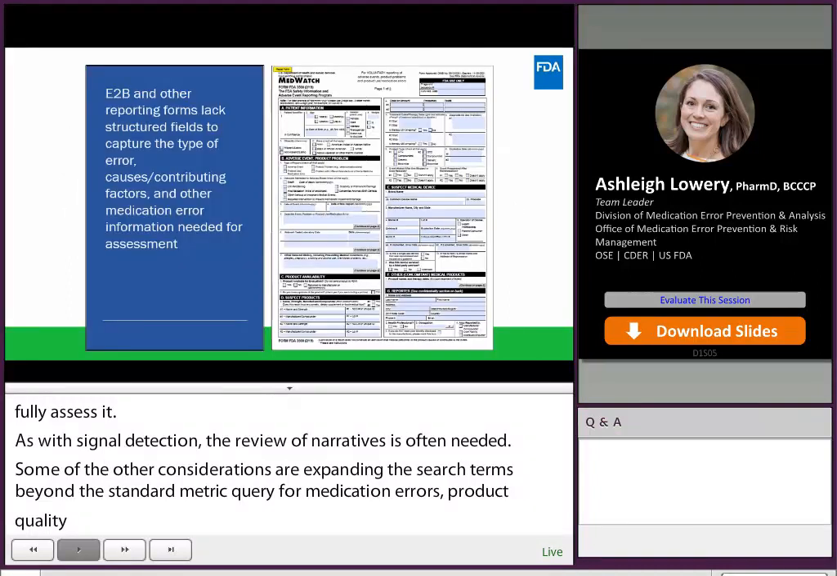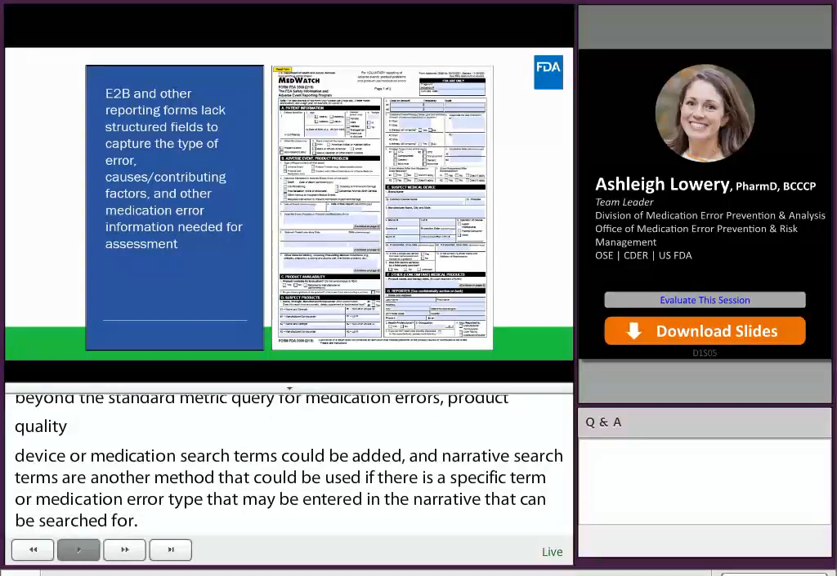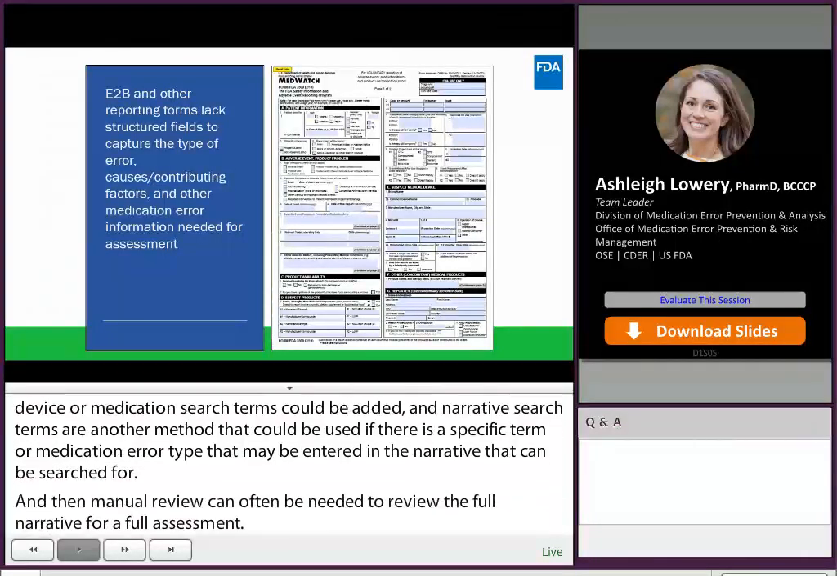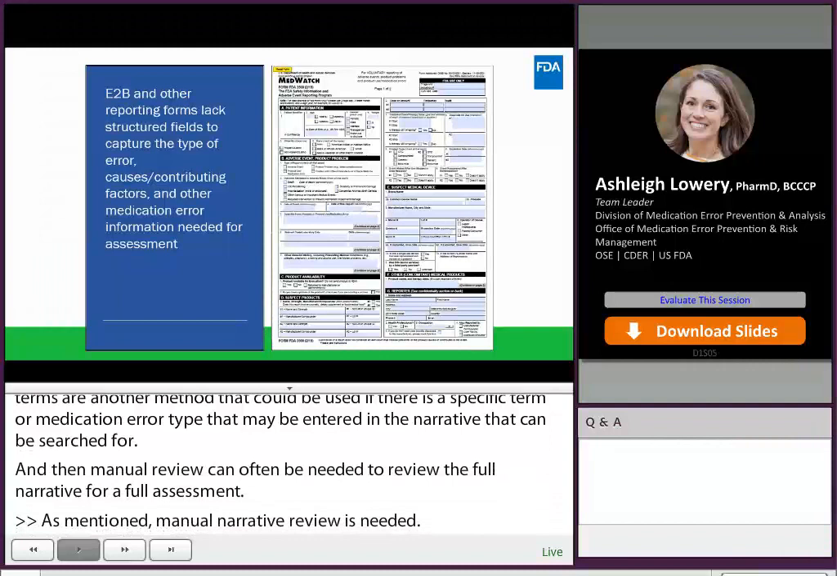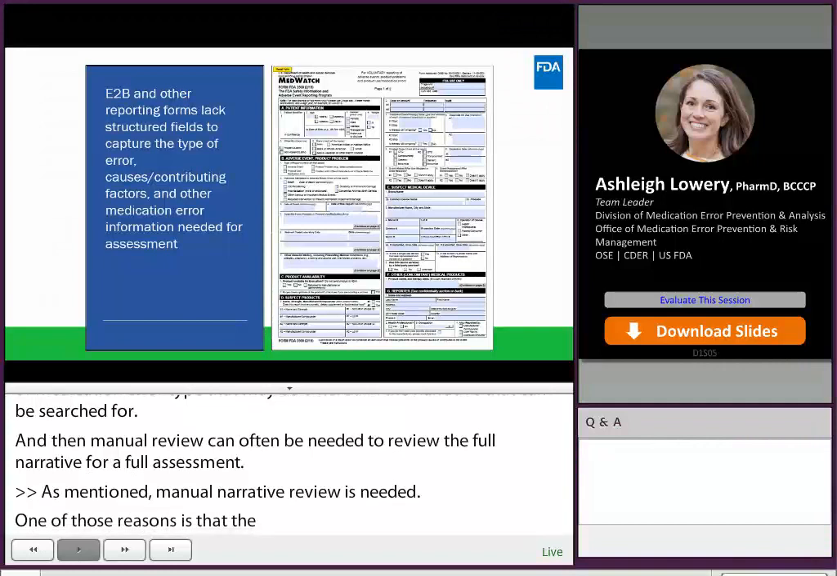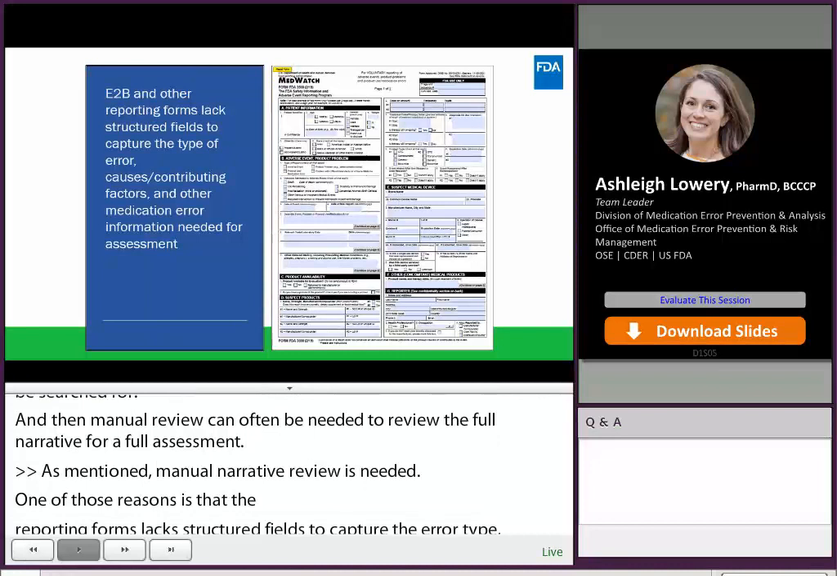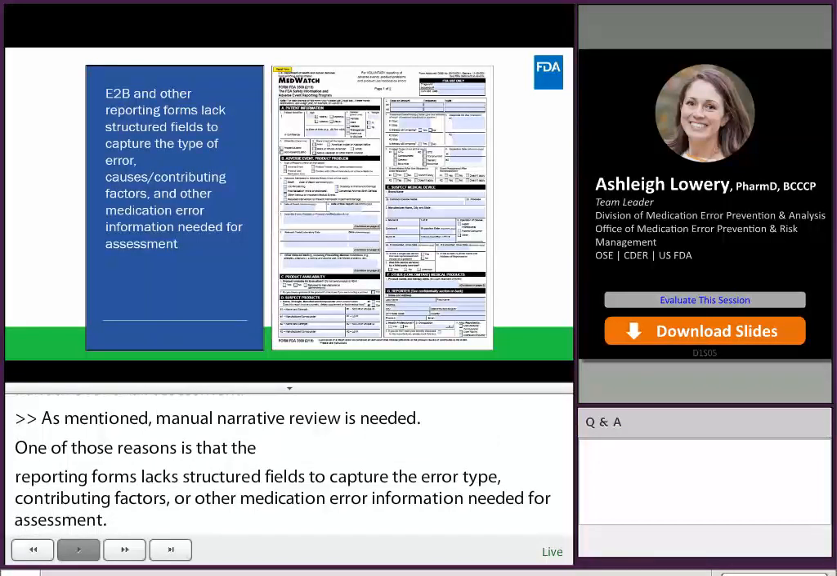I've mentioned that manual narrative review is needed, and one of those reasons is that the reporting forms lack structured fields to capture things such as the error type, contributing factors, or other medication error information needed for assessment. Thus, the information during case retrieval is identified from the narrative since it doesn't have a specific structured field. And this is an example of the MedWatch form.